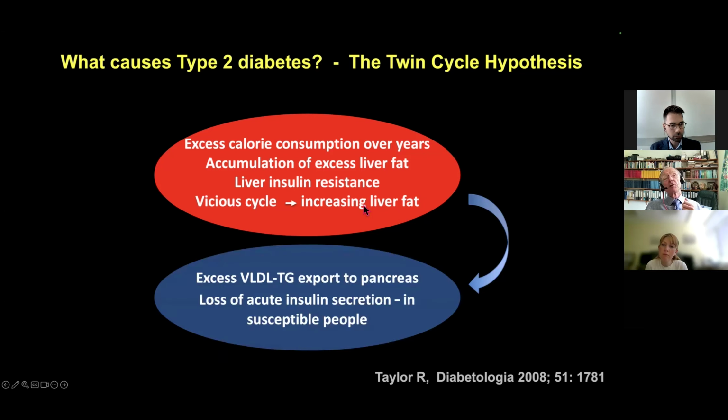But fat doesn't just stay in the liver. It's exported to all tissues, including the pancreas. Now, lipoprotein metabolism may seem very complex. It's not. There's only one lipoprotein that's made by the liver, and that's very low density lipoprotein.